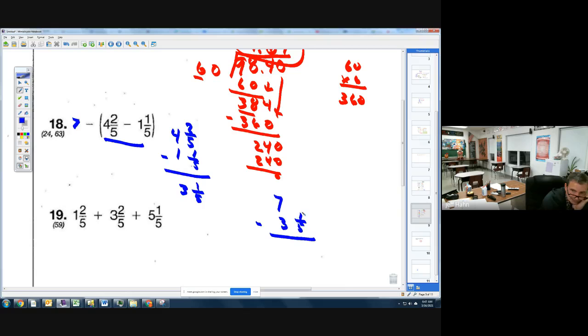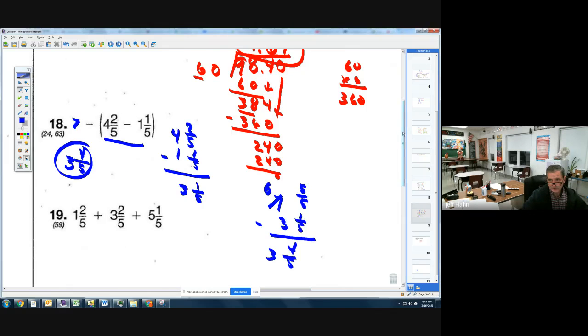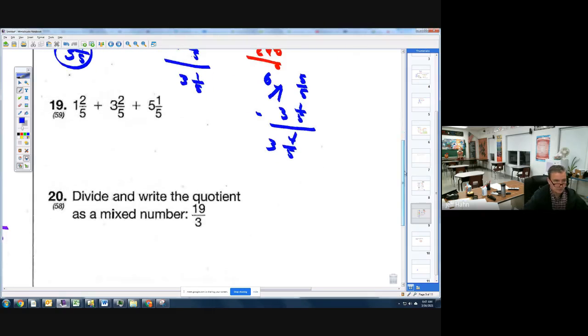And I can't subtract 1/5 from nothing, so I have to borrow from the 7. It becomes a 6. I took 1 away from that, so I need to make a fraction over here that's the same as 1, but it has to have the same bottom as this, so that's why I pick 5/5. 1/5 from 5/5 is 4/5, and 3 from 6 is 3. So my answer to this is 3 4/5. 3 4/5.